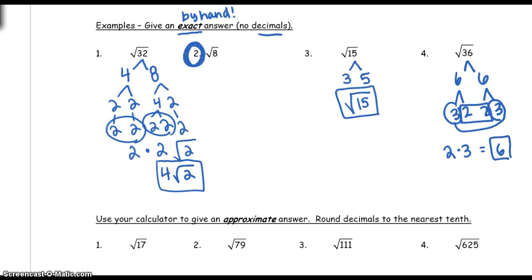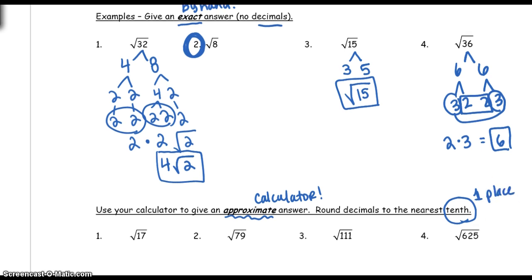And down here, we're going to start talking about what you do with the calculator. So on this one, they want an approximate answer. So that means you can use the calculator. All right. And we're rounding to the tenths. So the tenths is 1 place out, 1 place out from the decimal.